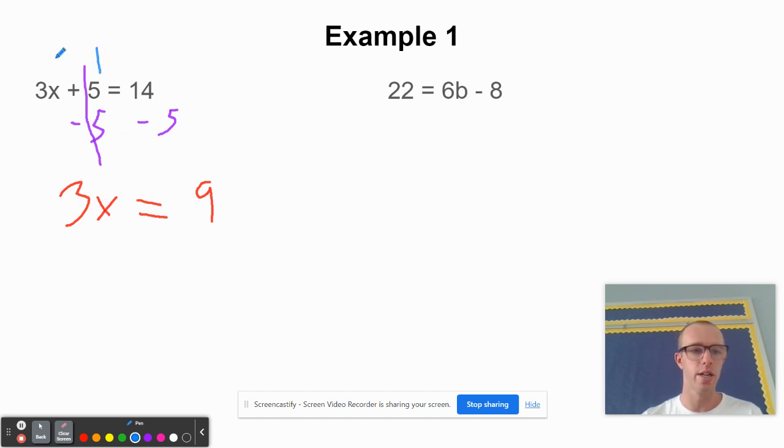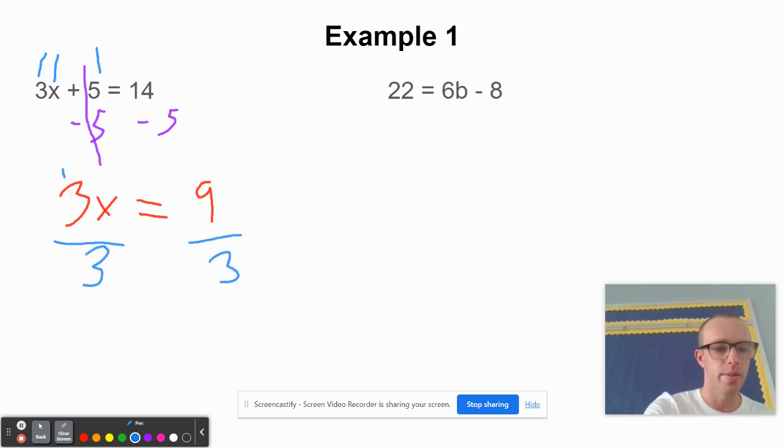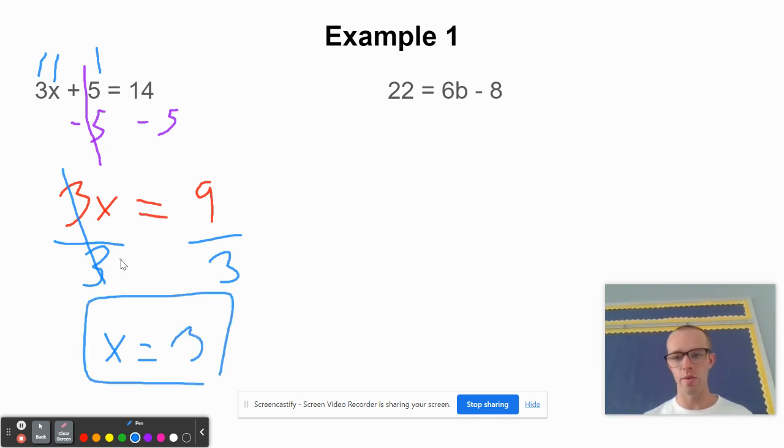We have constant, variable, coefficient on this side. To get rid of a coefficient, well, remember, coefficients represent multiplication. So to get rid of multiplication, I have to do the opposite. The opposite of multiplication is division. So now I'm going to divide each side by 3. These cancel out. So the only thing left on this side is x. 9 divided by 3 is 3. And I know that the value of x is 3.